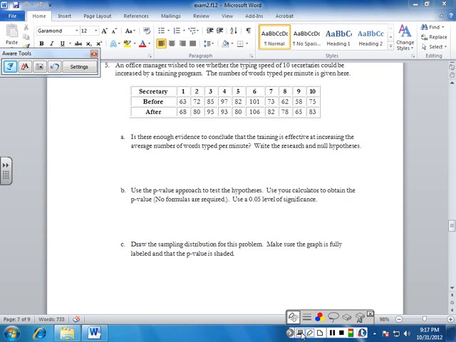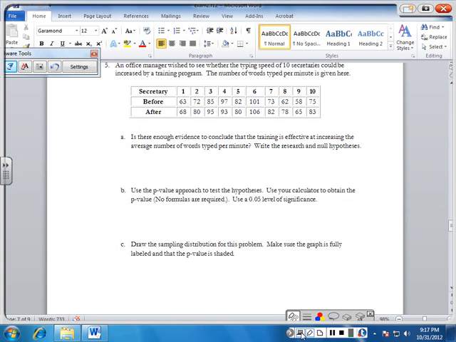Okay, a couple of things here. Notice that we have before and after, and that we just have one sample of secretaries: the first secretary, the second secretary, the third secretary, and so on. So there is just one sample here. We could get X's here. If we did after minus before, we would have 5 and 8 and so on. So there's just one X here.